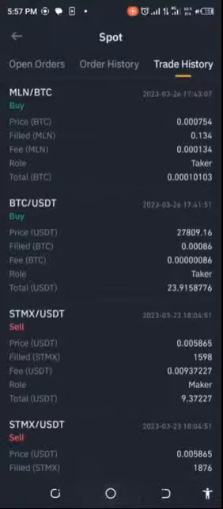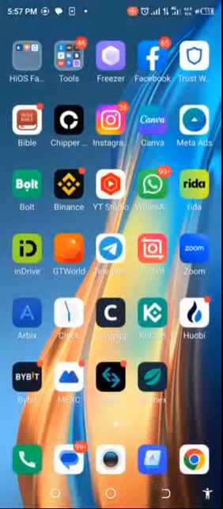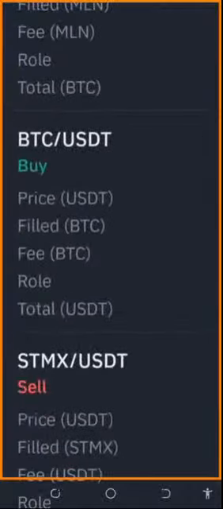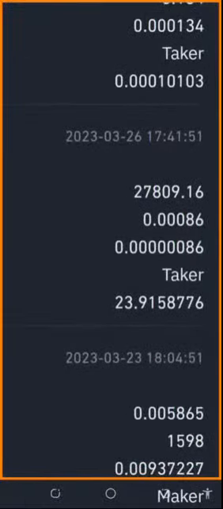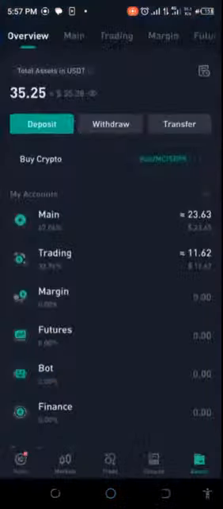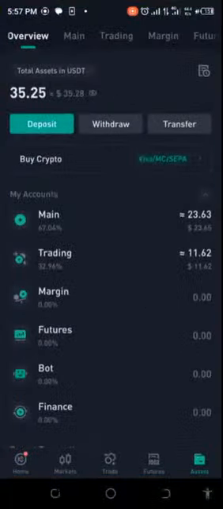So what have we gotten here? Don't forget, we have 23.9. Let me see what the fees are again. Was there a fee? Yes, there was a fee, a very small amount of fee. So let's just say 23.9. Let's go back to KuCoin and see what we have here. What we have returned is 23.65 or 23.63 approximately. Let's just say 23.6. So about 30 cents or 25 cents.